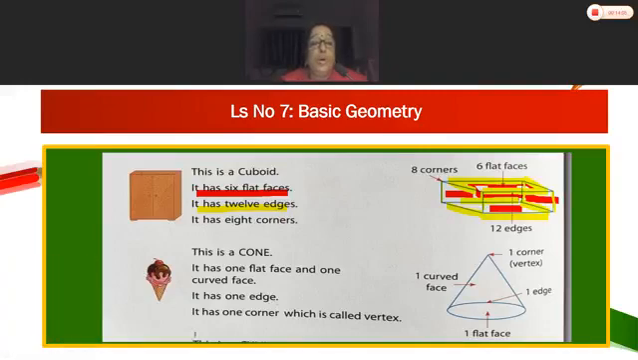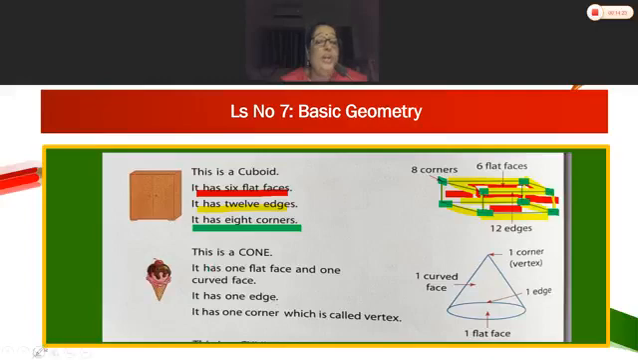Now we will see the corners. Yes, with the blue color: 1 corner, 2 corner, 3 corner, 4, 5, 6, 7 and 8. This is with the green color, we have seen it has 8 corners.